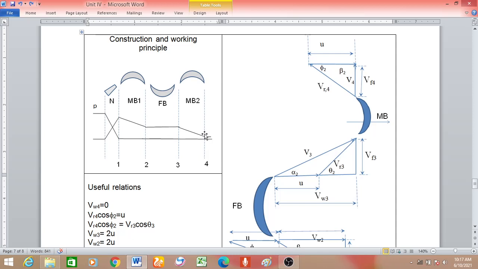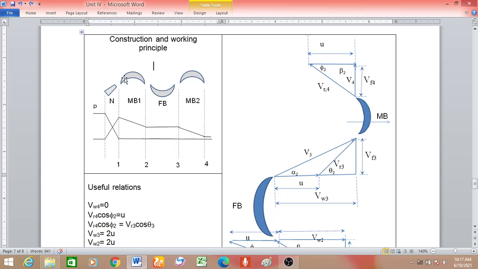Okay, so now we have to draw the velocity triangle for a two stage. So we are talking about a multi-stage turbine. I have considered here two stages. So I have shown here two sets of stator and rotor. So this is stator, rotor, stator, rotor. Now we have to draw the velocity triangles here.